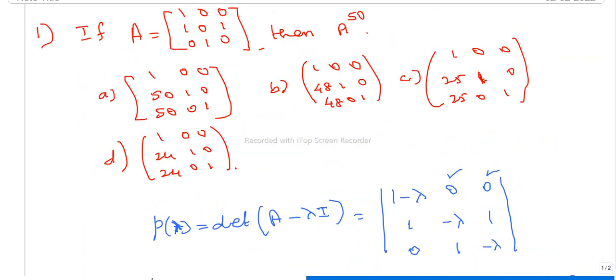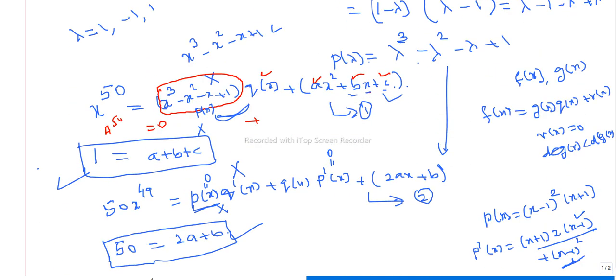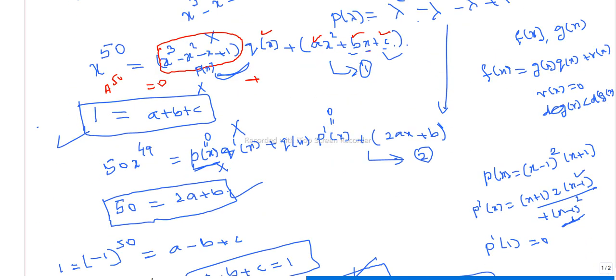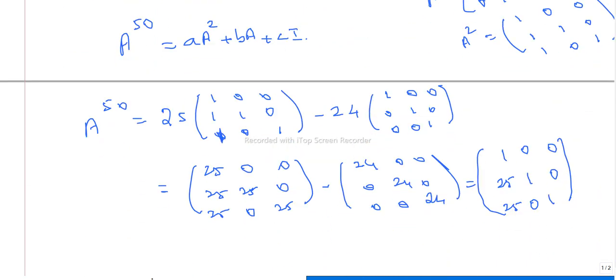Yeah, C is the correct answer. Okay, so any doubt in this? No, sir. Okay, so this is the idea. So the simple idea is you can apply the division algorithm and then find A, B, C. If possible, we will see one more problem like this after some time.